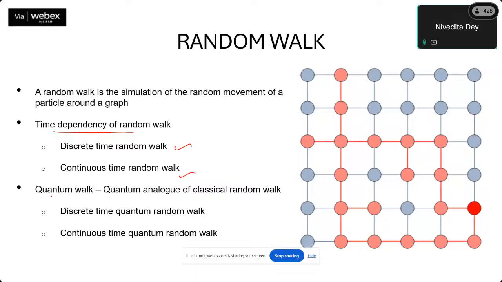And similarly, there is a quantum walk which is discrete time and continuous time. So this is a discrete time quantum walk and a continuous time quantum walk.